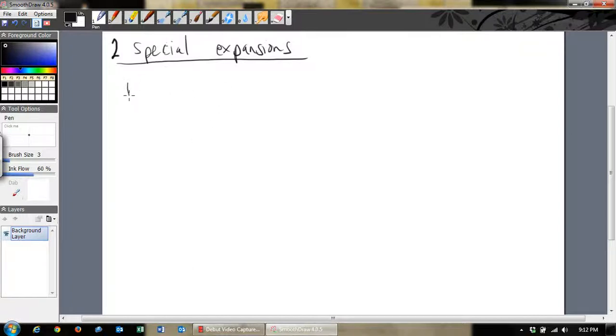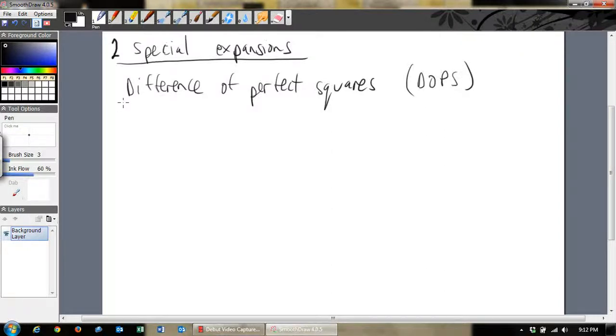And the first one that I'm going to talk about is the difference of perfect squares, and this comes up all the time. So get used to this. Difference of perfect squares, also known as DOPS. In your textbook it'll also be called difference of two squares, so DOTS, but I've always known it as DOPS, so there you go. Let's just have a look at this.